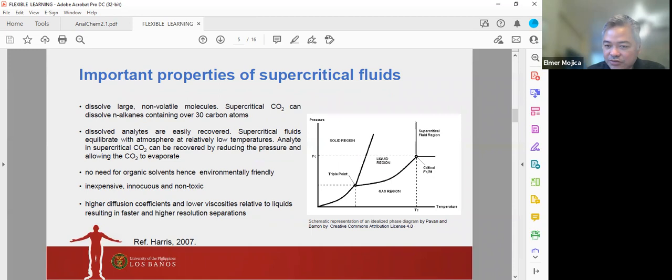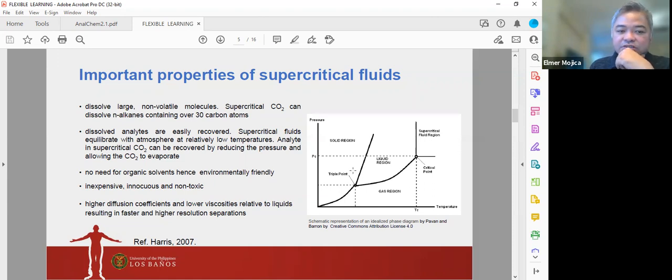So if you're going to look at the important properties of this supercritical fluid, as I told you, the first encounter that you have with this term was during your phase diagram, where you have the critical temperature and the critical pressure, okay? So during this time, you cannot distinguish if it's what we call a liquid or a gas. Even if you apply higher pressure, it will not liquefy from gas to liquid.